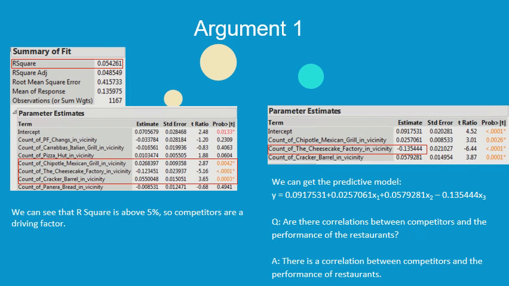After we use the multivariate and correlation to clean the data, we run a fit model to select competitive competitors. We found that the R-square is about 5%, so competitors are a driving factor. Also, we can state that Chipotle, Cracker Barrel, and the Cheesecake Factory are significant because their p-value is less than 5%. So we select these three competitors and rebuild a fit model.